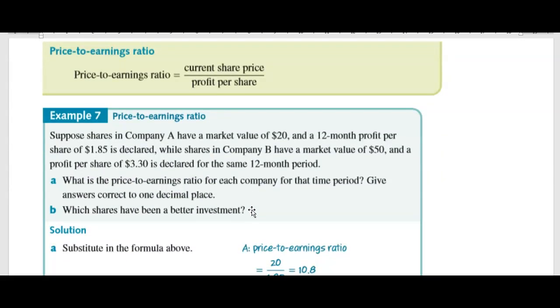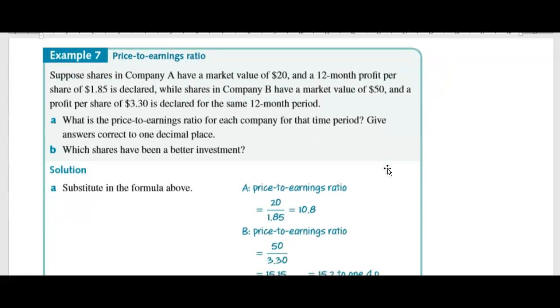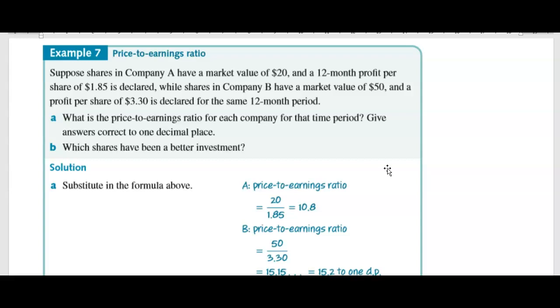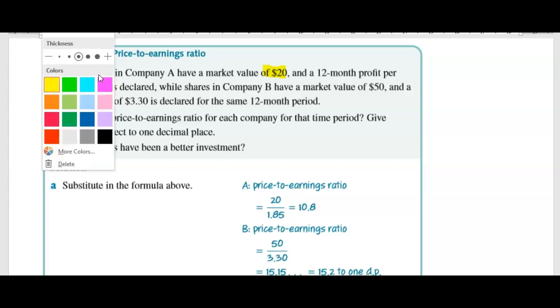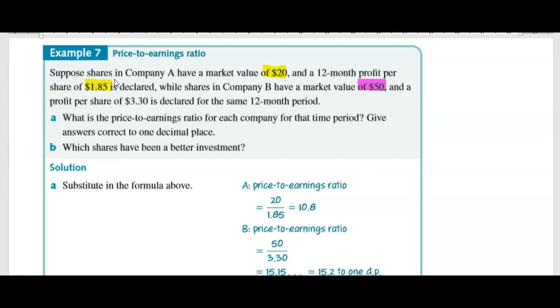All right, price to earnings ratio. So the current price to earnings ratio is the current share price divided by the profit per share. In these questions, we're going to look at the profitability of shares. Suppose shares in company A have a market value of $20 and a 12-month profit per share of $1.85. So let's highlight the important bits of information. And then we've got a second one, so I'll highlight it in a different color. Company B has a market value of $50 and a profit per share of $3.30. What is the price to earnings ratio for each company for that time period?